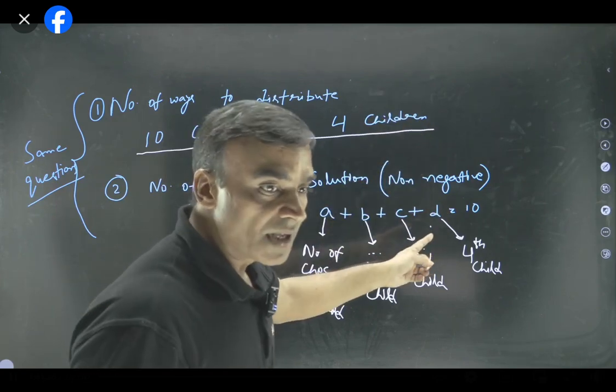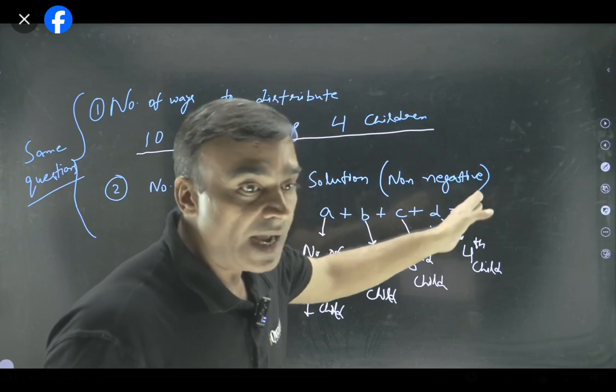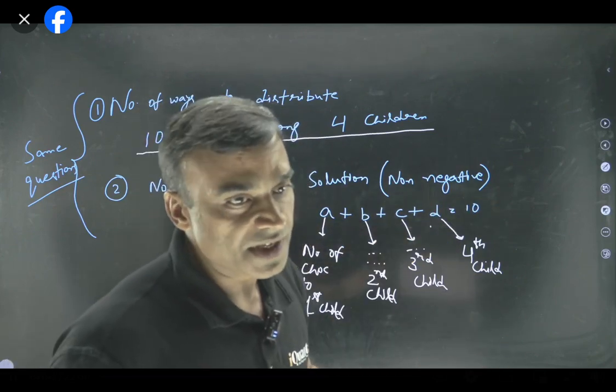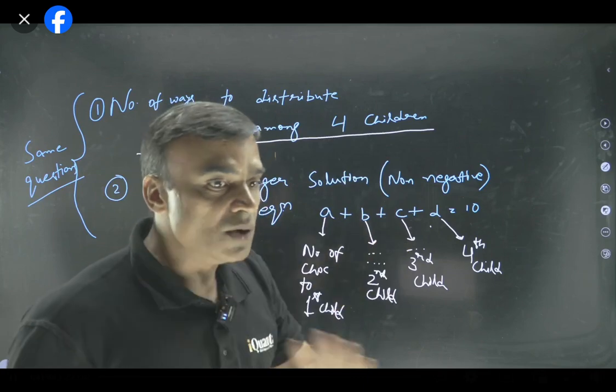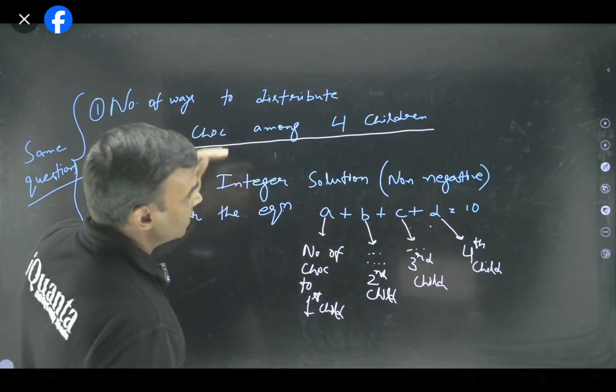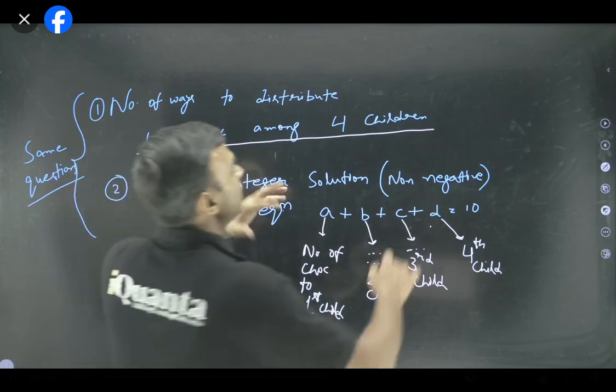And what is the condition? The condition is A plus B plus C plus D equal to 10, and there is no other condition. Yes, correct. We can give 0 chocolates. Nothing is mentioned, so that means there is no condition. Okay. So in both the cases, one of the possibilities here.